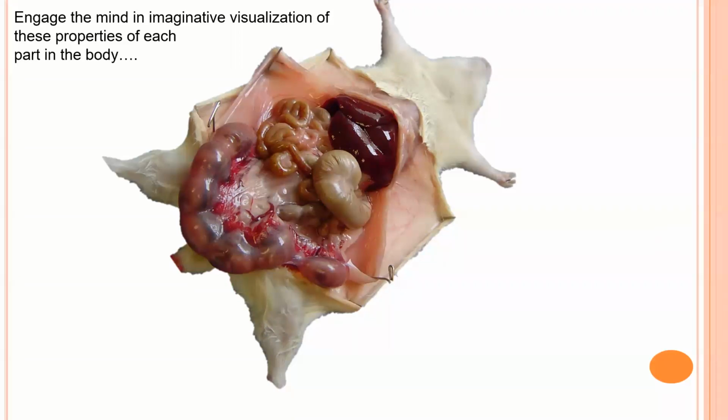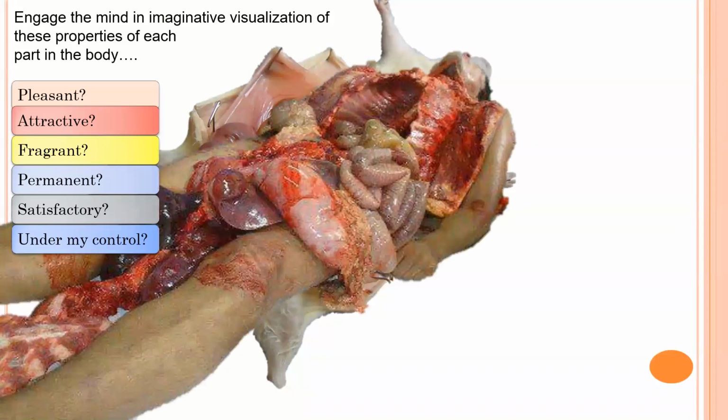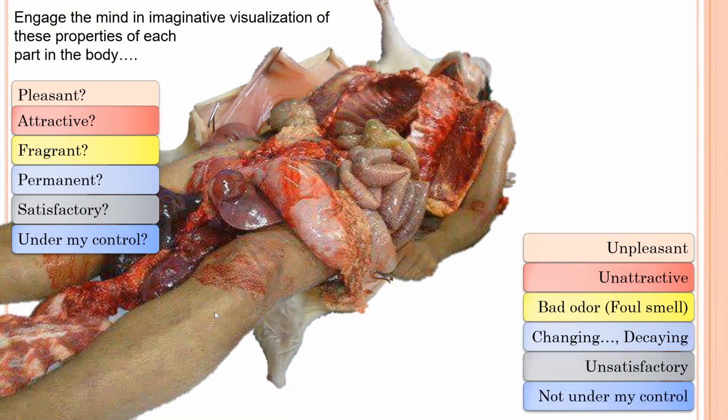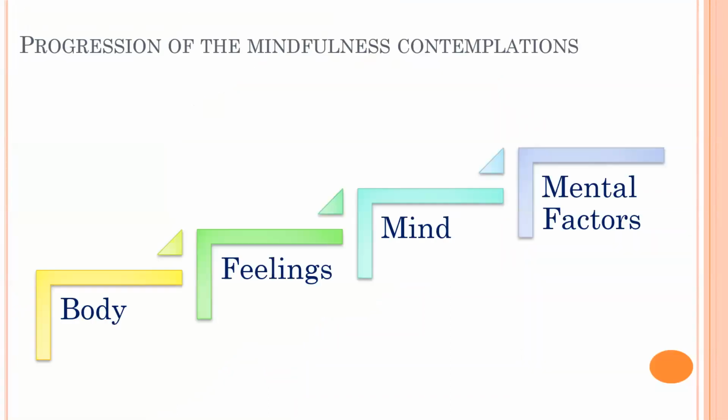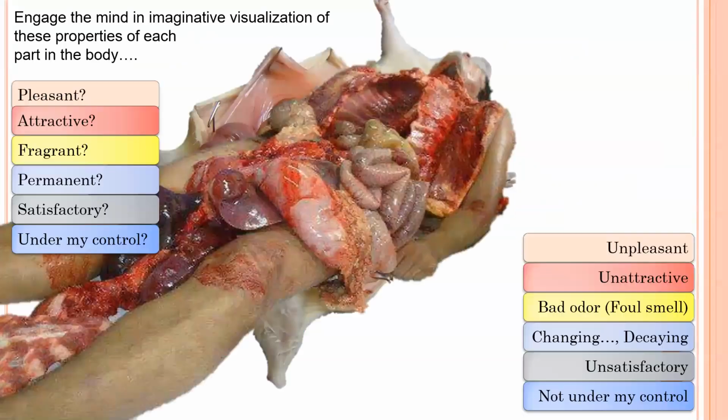Likewise, we examine each one for these properties: pleasantness, attractiveness, fragrance, permanence or impermanence, satisfactory or unsatisfactory, or are they under my control or not? Okay. Right, that is the meditation on the unpleasantness of the anatomical parts.